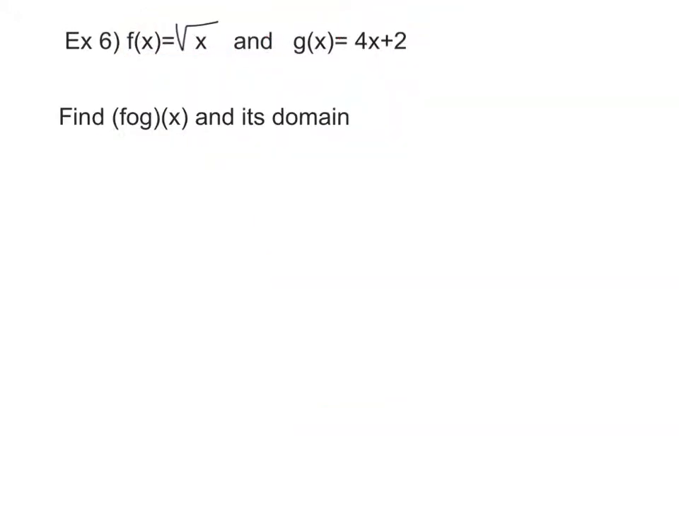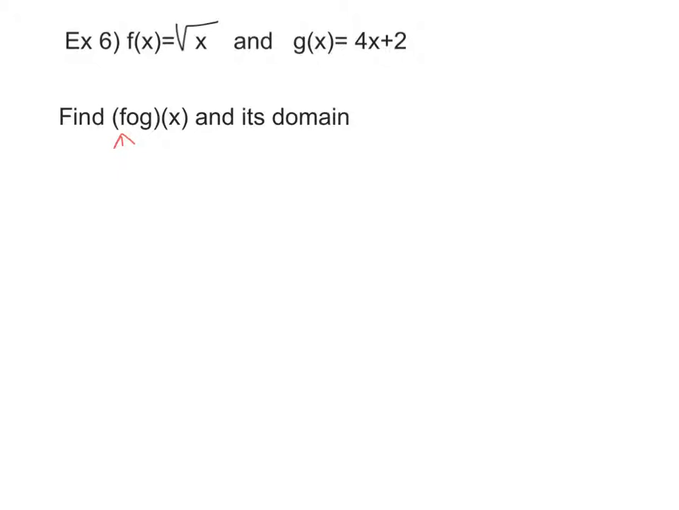Okay, let's take a look at this example then. I have f of x equal to the square root of x and g of x equal to 4x plus 2. So I want to find f of g of x and its domain. Okay, so here's the deal. When you're looking for the domain of these functions, you have to start with your original function. So the very first function that's listed in this instance is f. So that's where we're starting. If I have the square root of x, what's the domain of the square root of x?